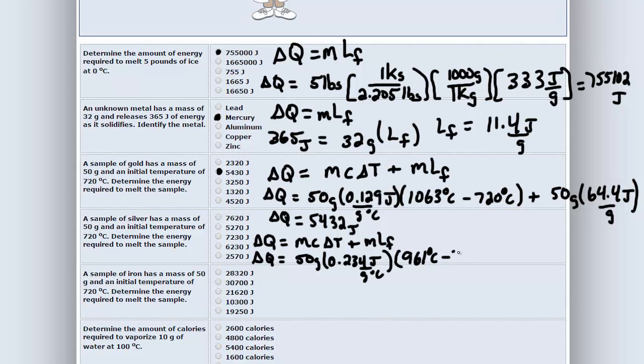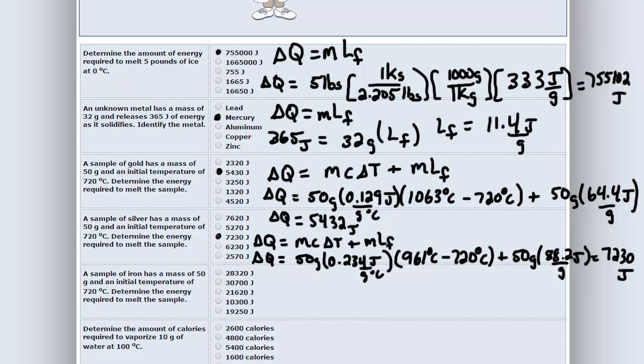Minus 720 degrees. And then we have to go through the melting point, so that's our 50 grams multiplied by the latent heat of fusion, which is 88.2 joules per gram. So let's calculate it. We're going to get 50 times 0.234 times 961 minus 720, plus 50 times 88.2. So 7230 joules.